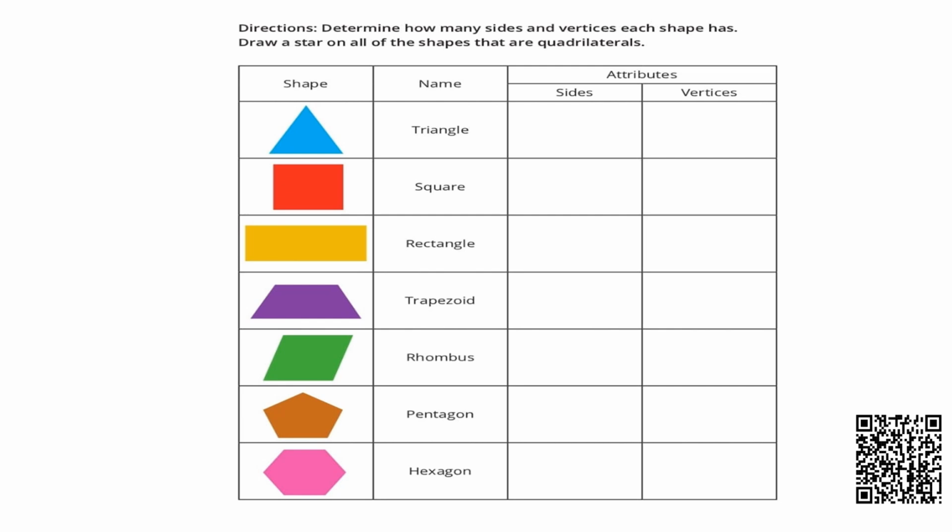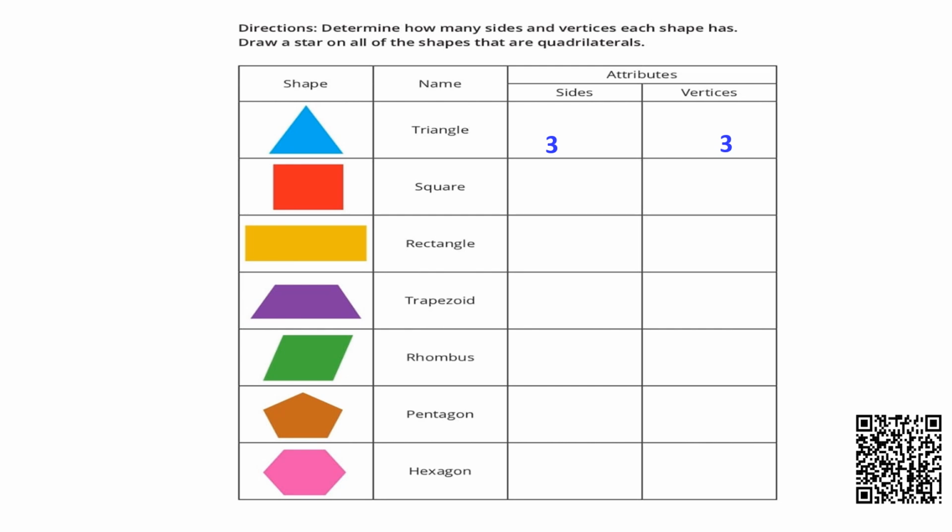Let's practice together with our math book. Here, determine how many sides and vertices each shape has. Draw a star on all of the shapes that are quadrilaterals. Let's start with the first shape, triangle. How many sides do you have? 3 sides, 3 vertices. The second shape, square.